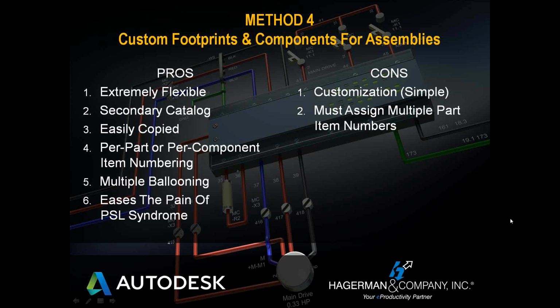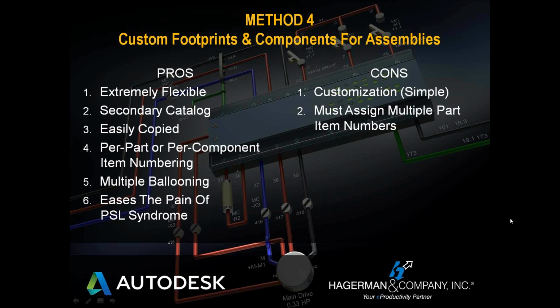And it eases the pain of that PSL syndrome because, I didn't show you, but if I would have done the schematic list after the fact, I just go pick it again out of the catalog. It refills everything out, and then it's real quick and easy to fix without having to go through a lot of trouble. The cons: you're going to require some customization. It's pretty simple customization. Add some attributes. Add a text value field in the catalog. That's pretty much it, but it does require some customization.